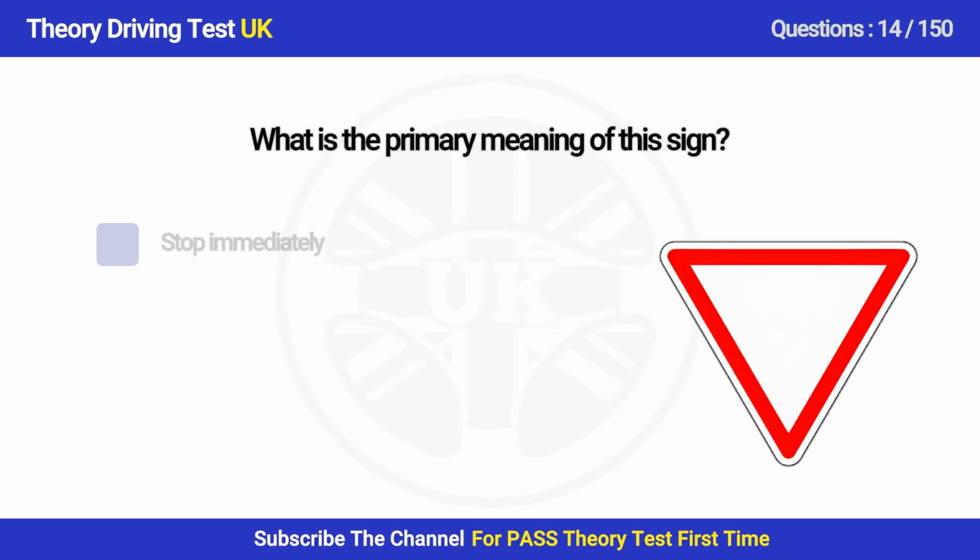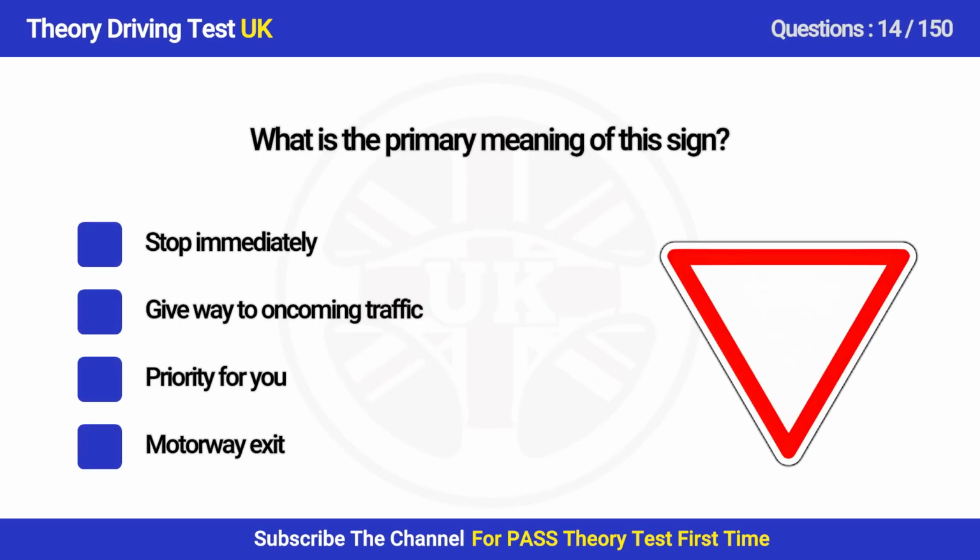Question 14. What is the primary meaning of this sign? A. Stop immediately. B. Give way to oncoming traffic. C. Priority for you. D. Motorway exit.